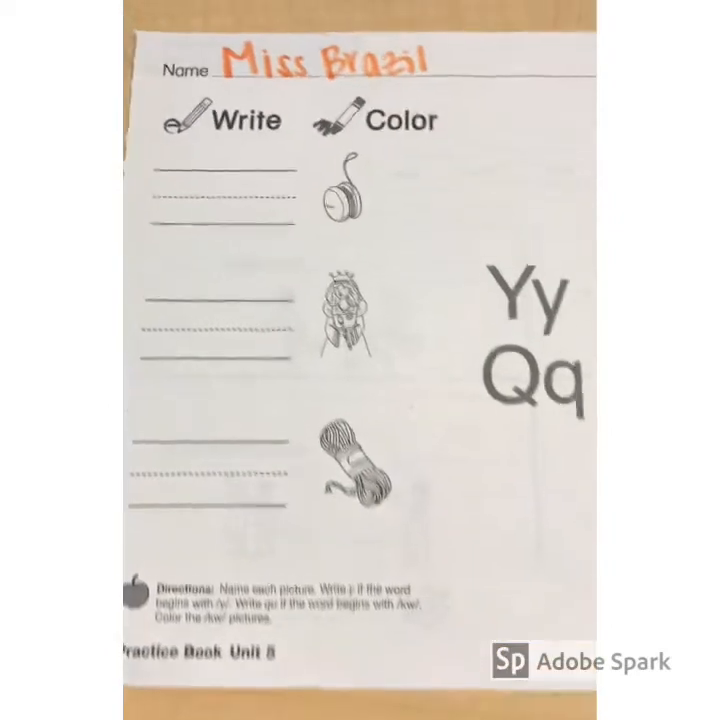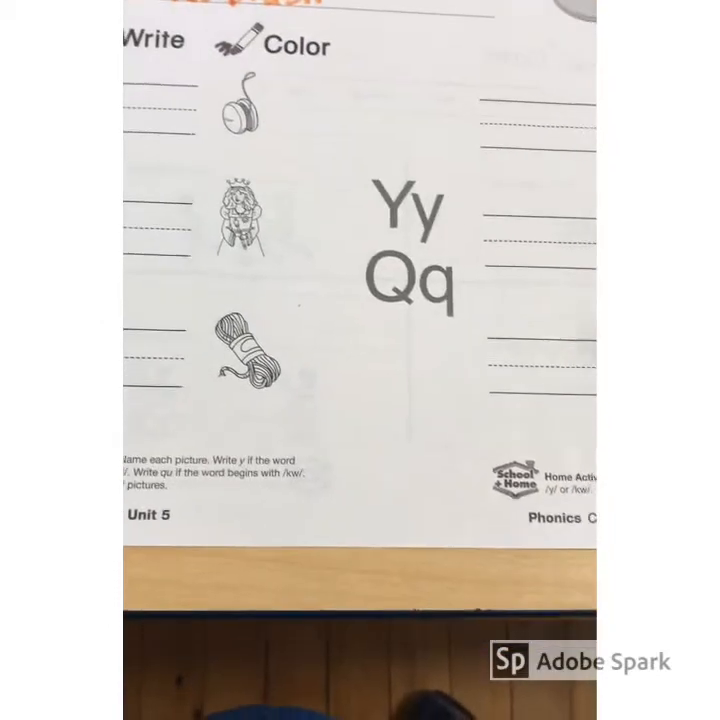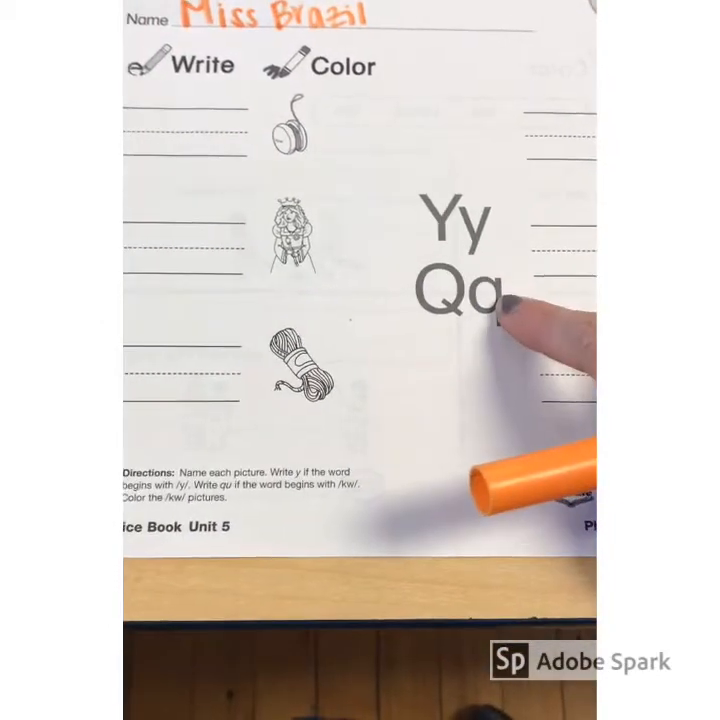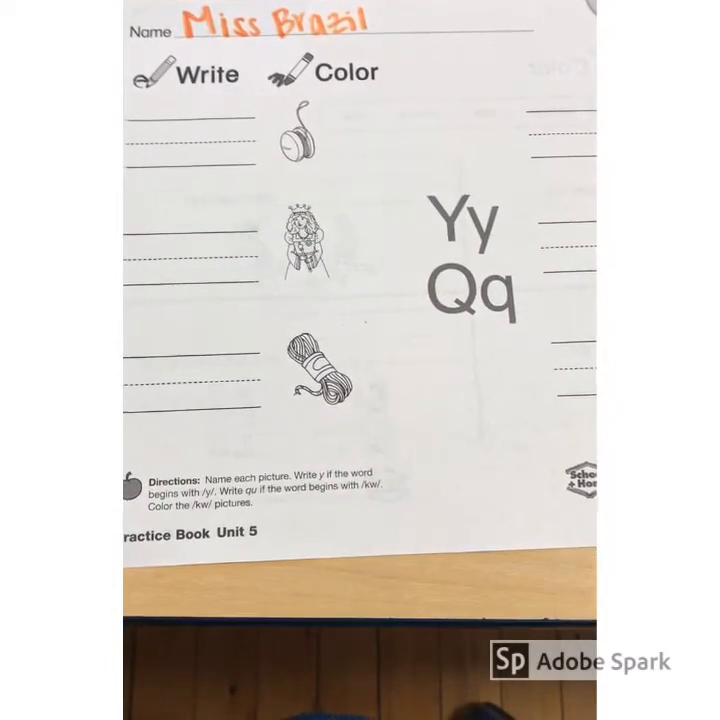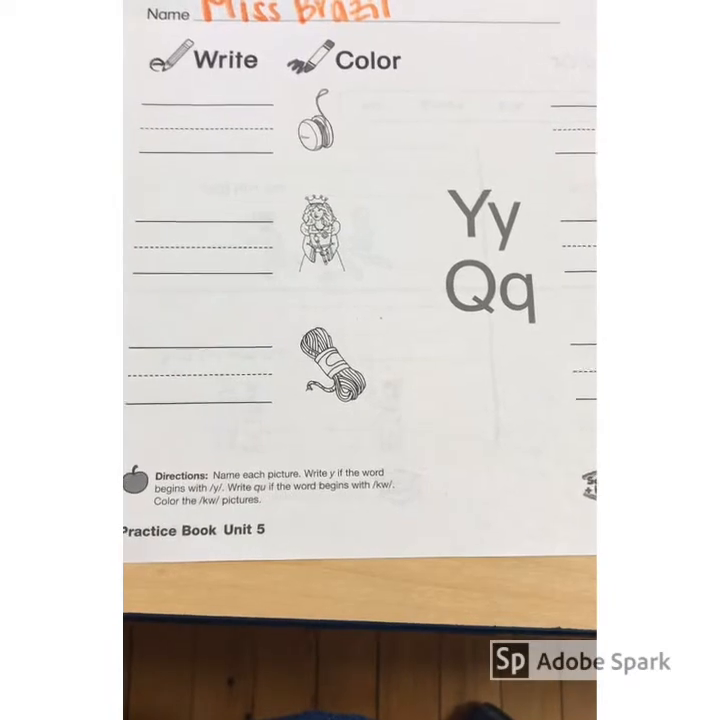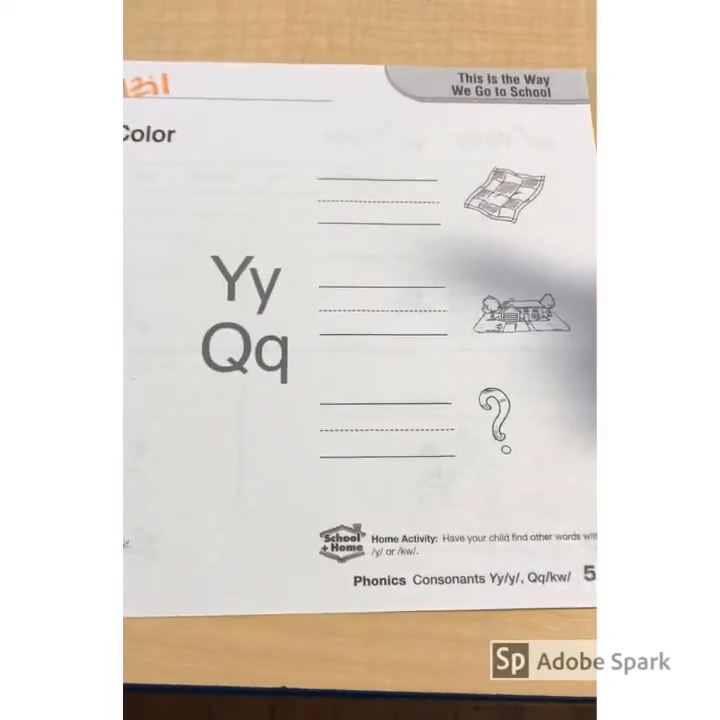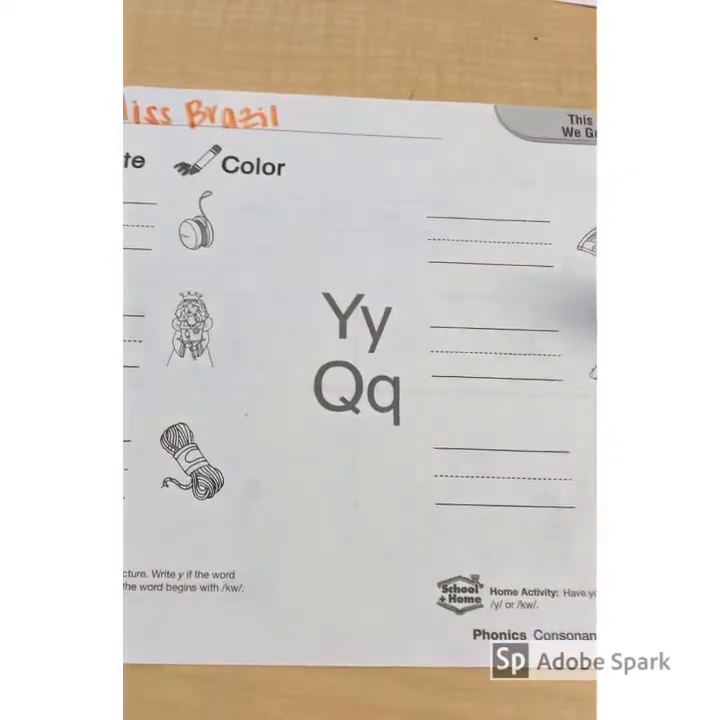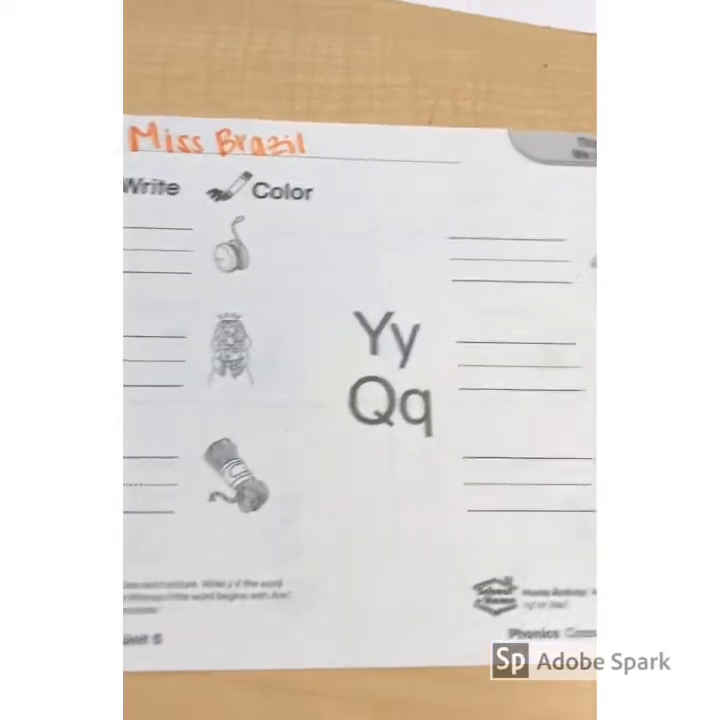Make sure you get your name on your paper right at the top here. Today we're looking at two consonants, Y and Q. We're going to look at the pictures. If the picture begins with the Y sound, we're going to write upper and lowercase y. If the picture begins with the Qu sound, remember the QU blend, we're going to write QU on the line.